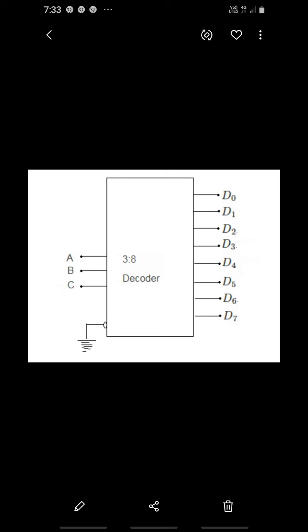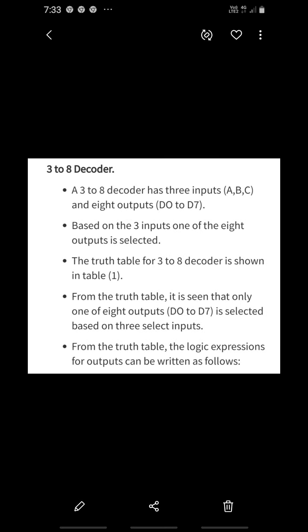So you can observe here A, B, C are the inputs, and D0, D1, D2, D3, D4, D5, D6, D7 are the outputs, and the grounded one is the enable terminal here. A 3 to 8 decoder has 3 inputs A, B, C and 8 outputs, that is D0 to D7.